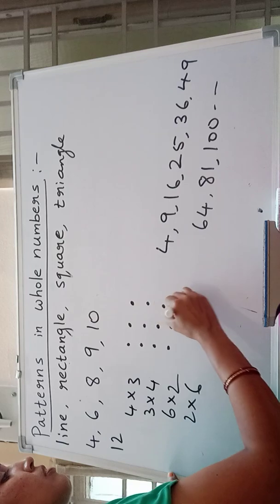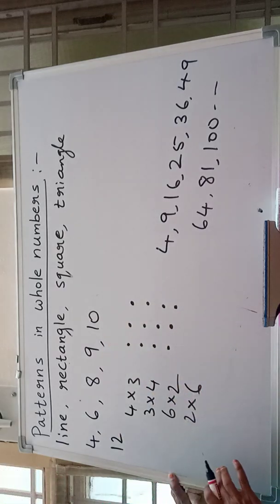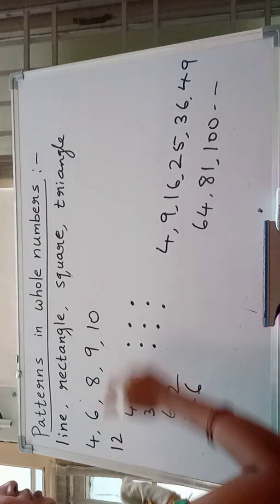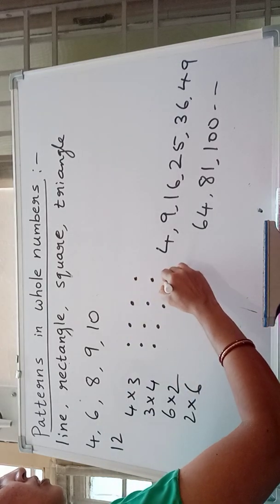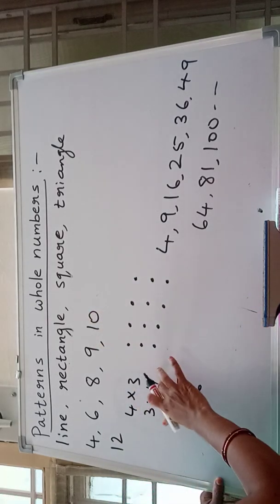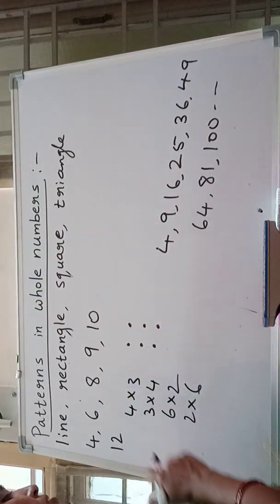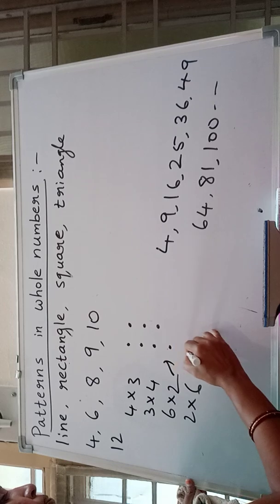Okay, this is how 4 into 3 looks. Now, how do 3 4s look? 3 4s are like this: 3 dots, 4 times. Now 6, 2 times: 6 dots, 2 times.